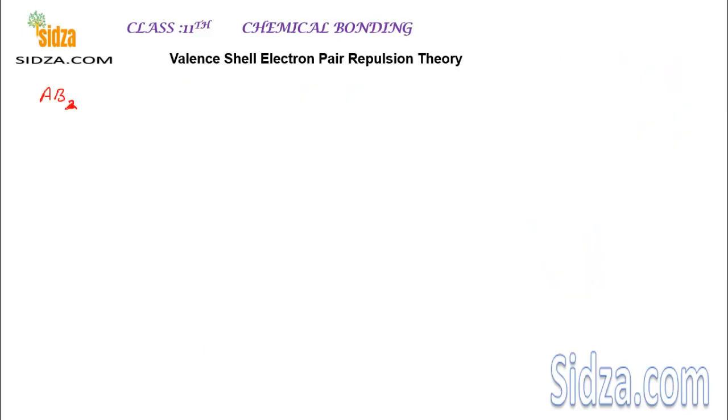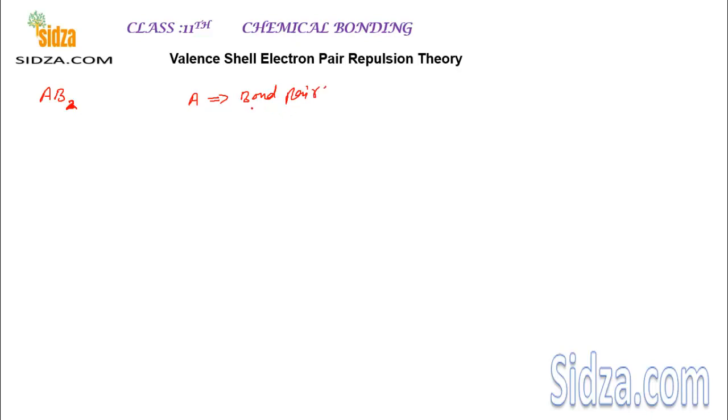Let me start with the simplest molecule, an AB2 type molecule. That means I have an atom A attached to two B atoms, correct? And there is no lone pair around it. That means around the central atom A there are only two bond pairs, correct? This is the simplest molecule.